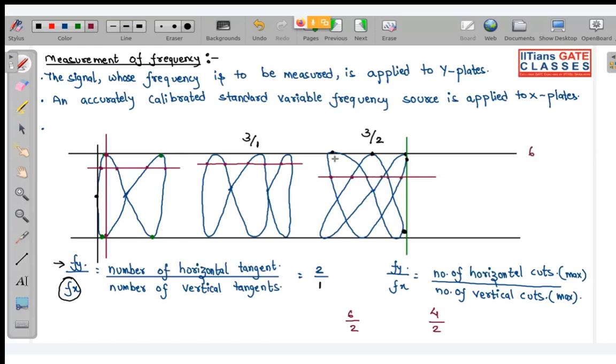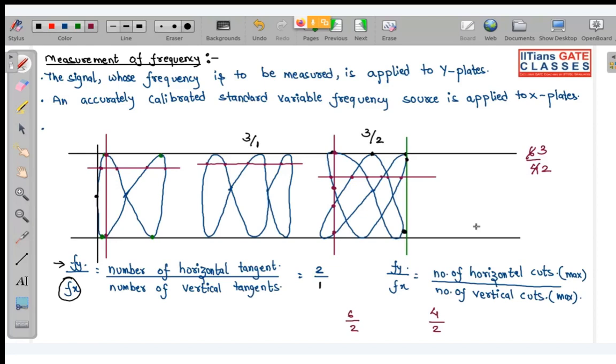And if you take vertical cut, see, I am taking from, my diagram is not that proper, but if you take, okay, so it's coming. So 1 2 3 4, so 6 by 4. You can see this is 3 by 2. So basically these two are the formula for calculating your frequency of the unknown signal. Tell me, is it clear? Is it clear? Any doubt in this?